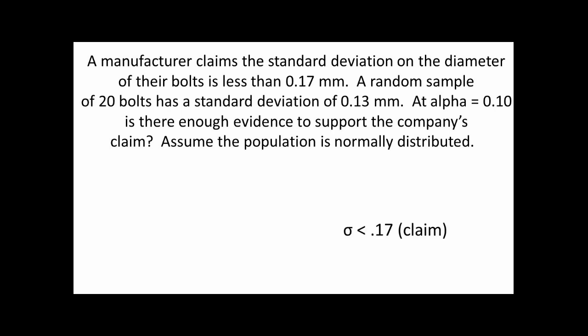First, write out the claim. Sigma is less than 0.17 millimeters. That condition does not contain a condition of equality, so it is our H alpha. The H0 is the complement, which is sigma is greater than or equal to 0.17. This is a left-tailed test, we know, because of the direction of the inequality in H alpha.